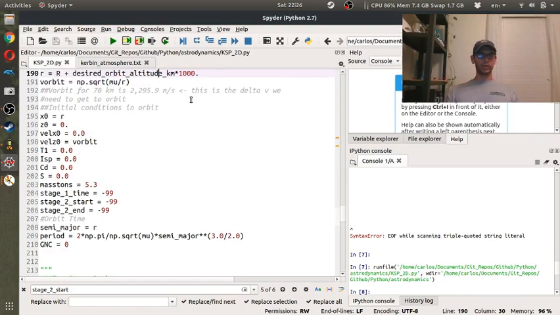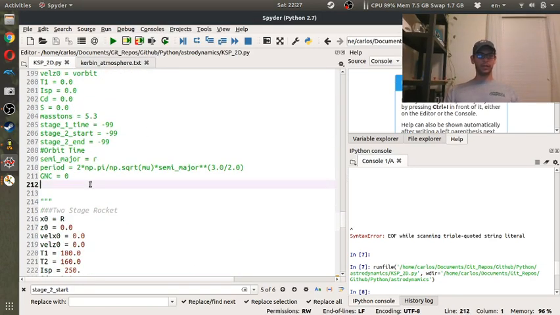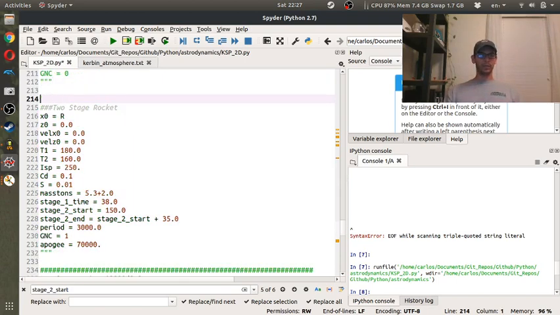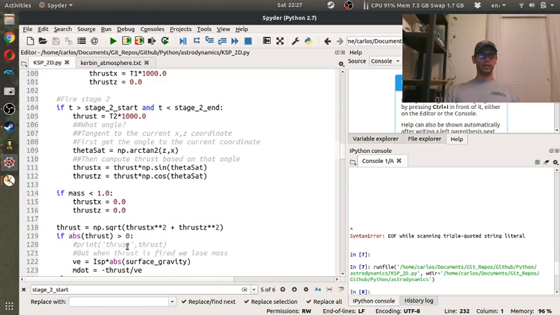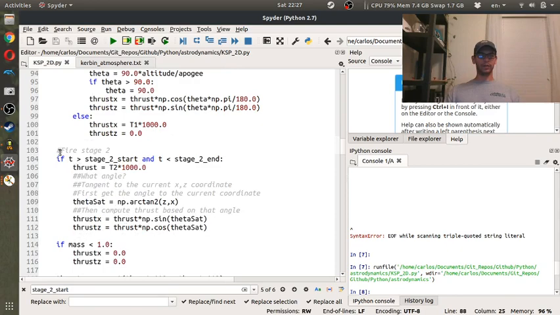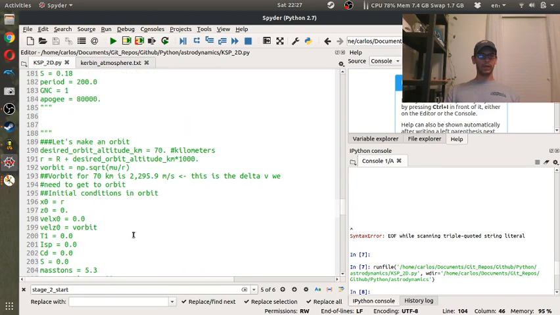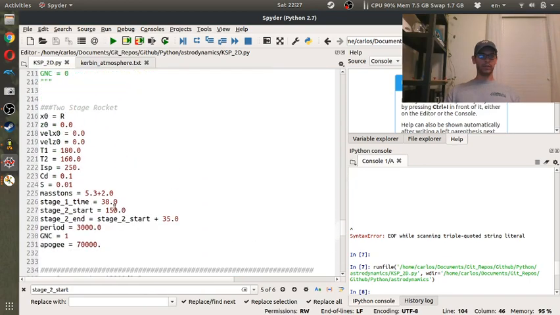So what we want to do now, basically, is stitch together the suborbital flight with a second stage and circularize the orbit. And so here is essentially what I've done with this 2-stage rocket here. And if you look at this code up here, I basically have, if t is greater than stage 1 time, fire stage 1. If I'm in between stage 2 start and stage 2 end, fire stage 2. And so I've created this rocket here.